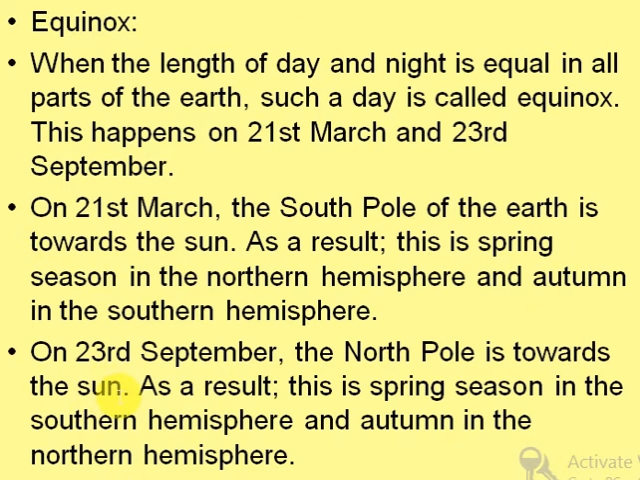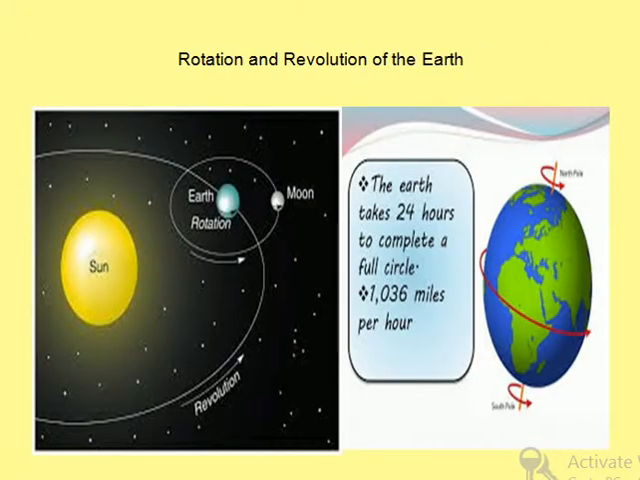Now let us discuss the second motion of the earth around the sun in its orbit. It's called revolution. It takes 365 and 1 by 4 days, that is 1 year, to revolve around the sun. We consider a year as consisting of 365 days and ignore 6 hours for the sake of convenience.